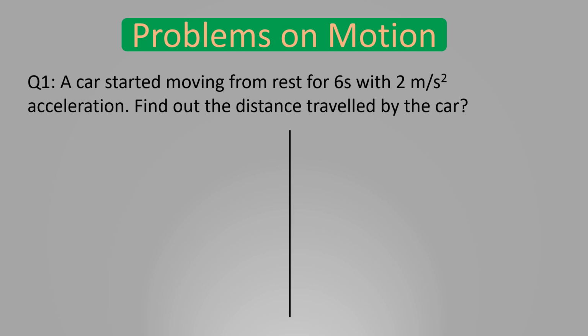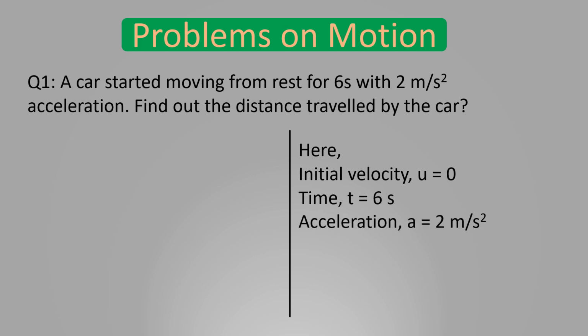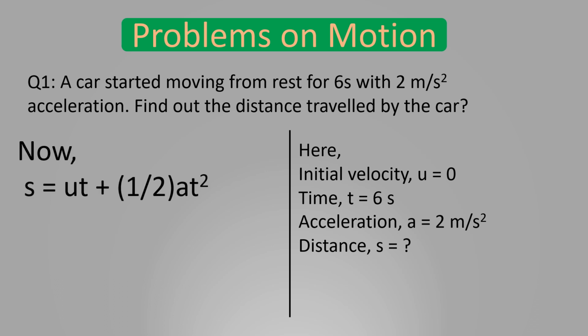Okay, put the value here. Initial velocity of the car is 0 because this car started from rest. We know something that started from rest has initial velocity 0, and it traveled for 6 seconds. So the time is 6 seconds, and the acceleration of the car was 2 meters per second squared. We are asked to find the distance, that is, s equals what. From these given quantities, we know this fits the equation s equals u t plus half of a t squared. Now we put the value here.